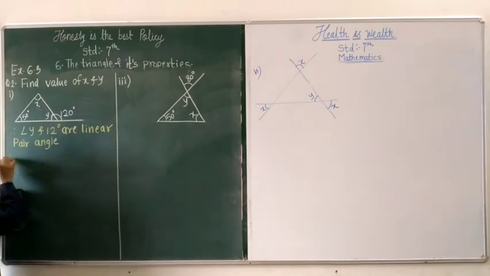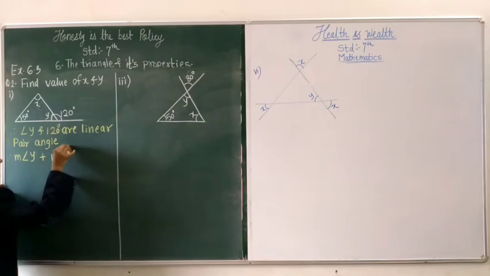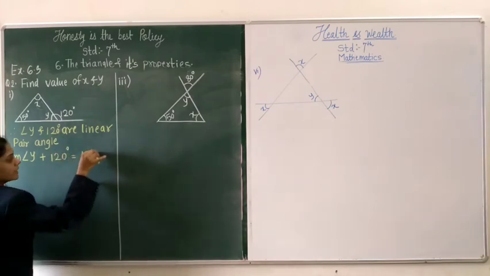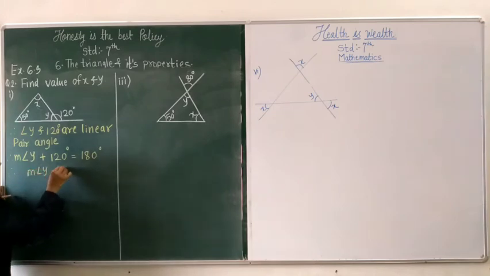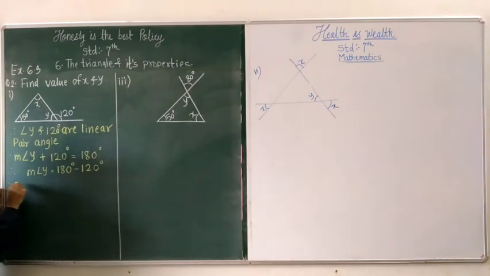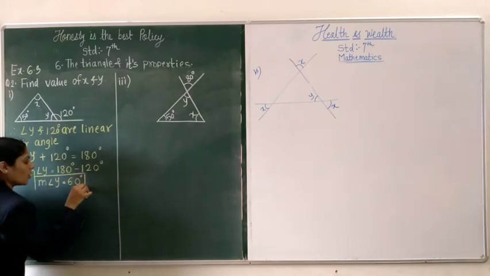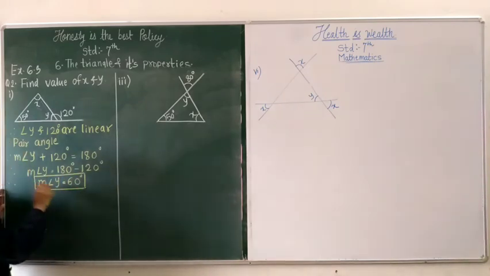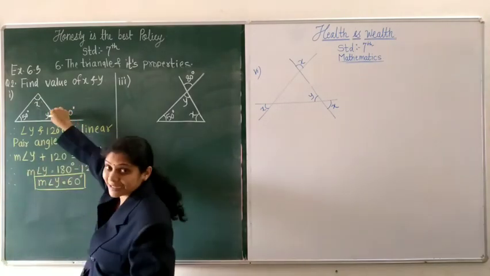So directly we can write: measure of angle y plus 120 degrees is equal to 180 degrees. Therefore, measure of angle y is equal to 180 degrees minus 120 degrees. So, therefore, measure of angle y, 180 minus 120, is 60 degrees. So this is my value of y, that is 60 degrees. So now I know the value of y, that is 60 degrees.